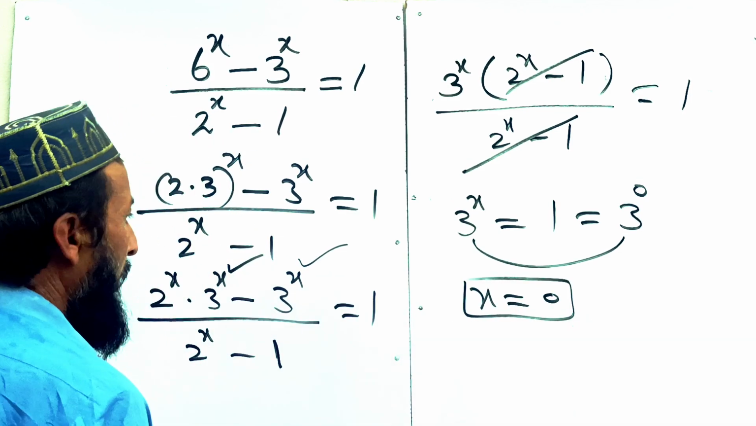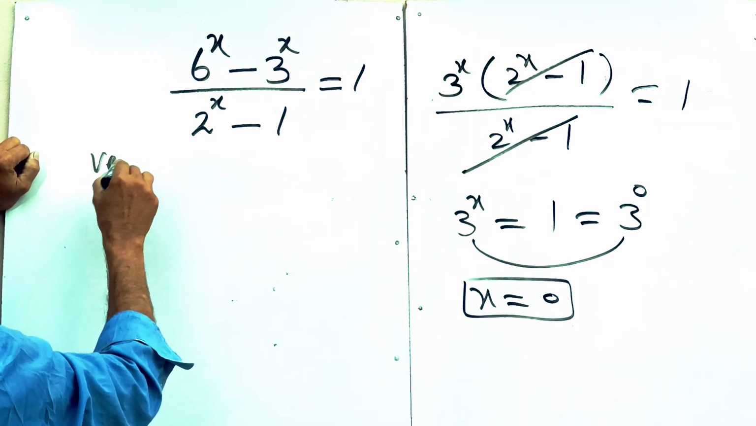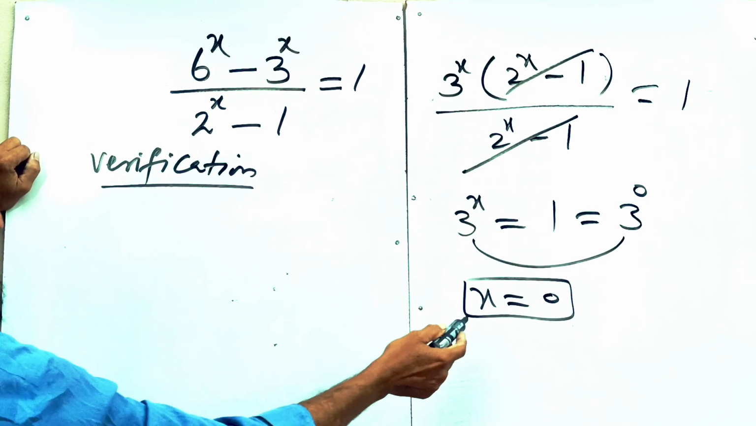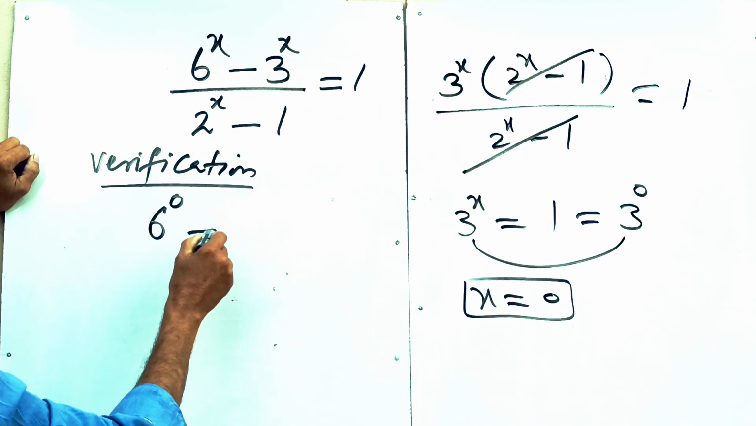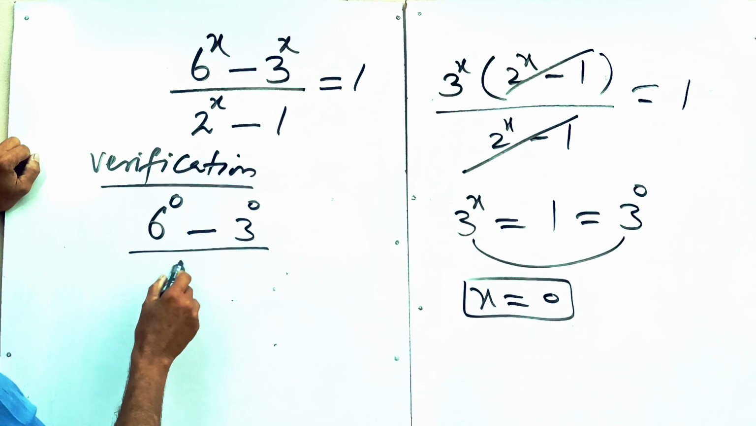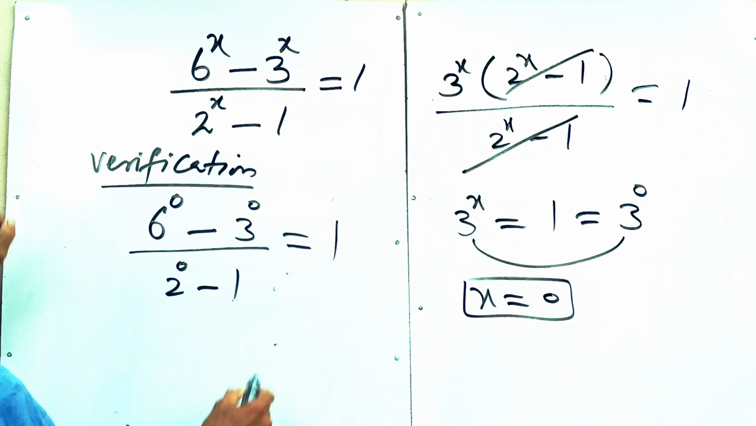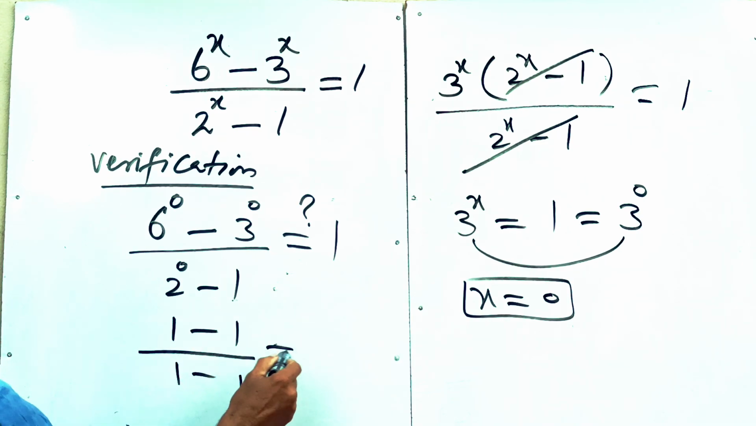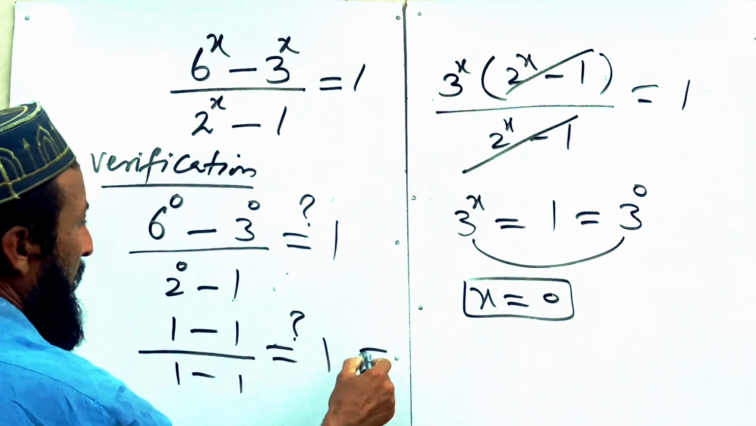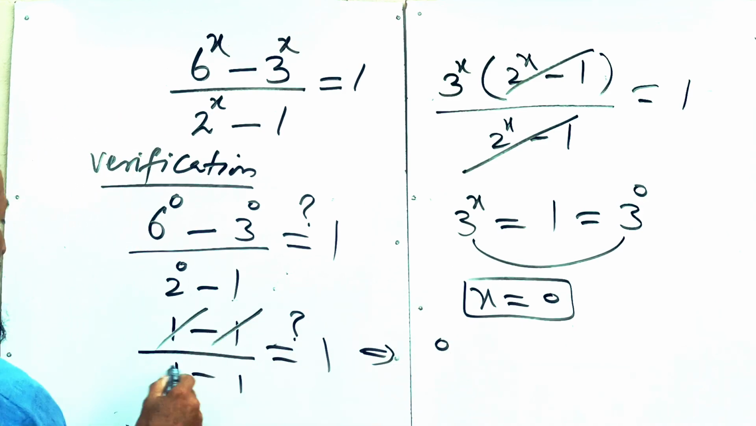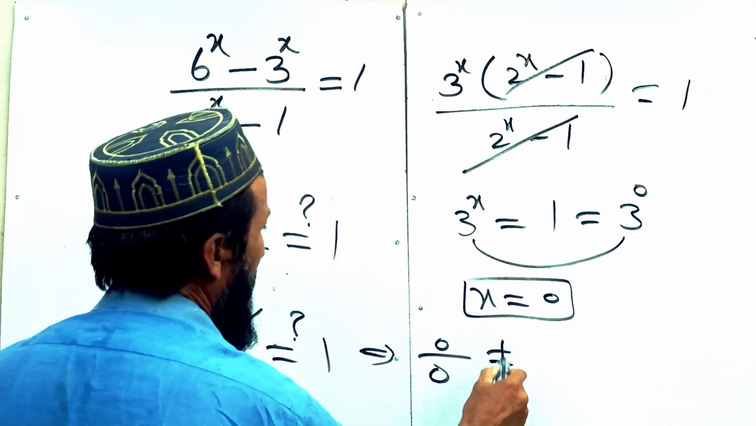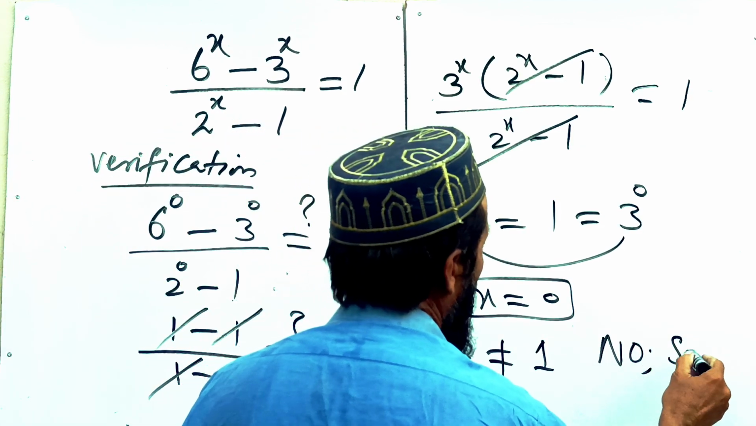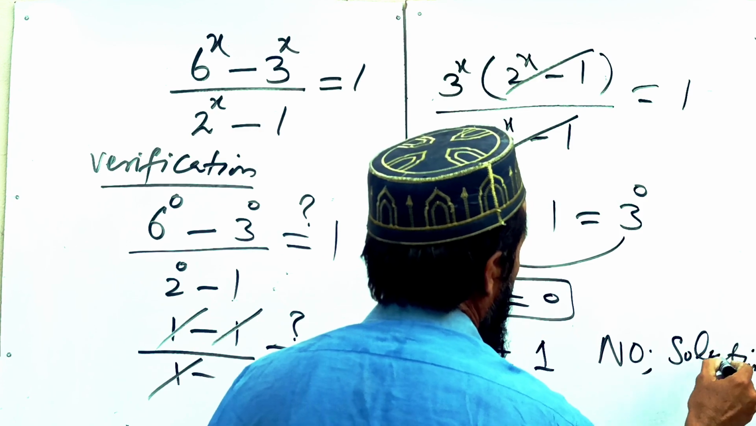But we want to verify whether our answer is correct or not. Verification. In place of x we put 0: 6^0 minus 3^0, divided by 2^(0-1), is equal to 1, is that true? So (1 minus 1) divided by (1 minus 1) equals 1? Here the numerator cancels and the denominator also cancels, and we get the 0 divided by 0 form. That is undefined. It means that the given exponential equation has no solution. The answer to this question is no solution.